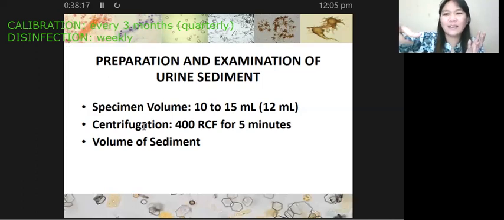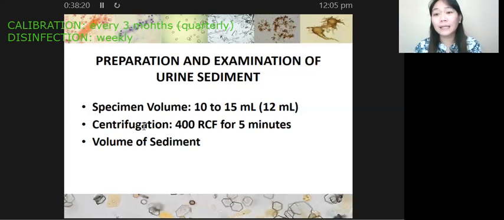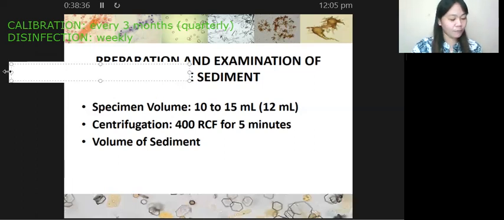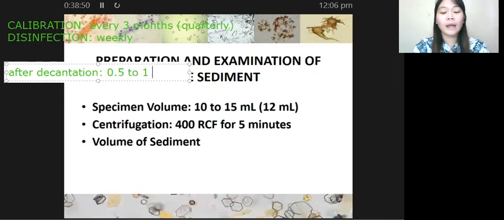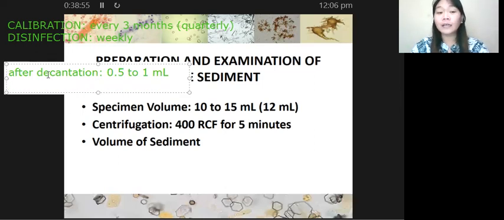You just decant. Okay? Naturally, mag-decant ka lang to remove the supernatant. Okay? And of course, what is left would be your sediment. So, when it comes to the volume of the sediment after decantation, nasa module po yan. So, volume of sediment after decantation. We have 0.5 to 1 ml after decantation.